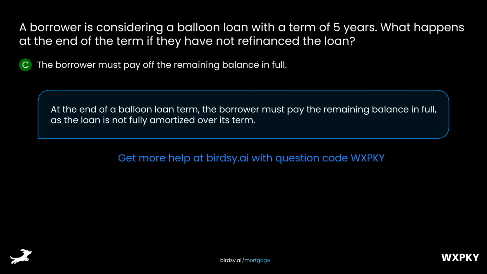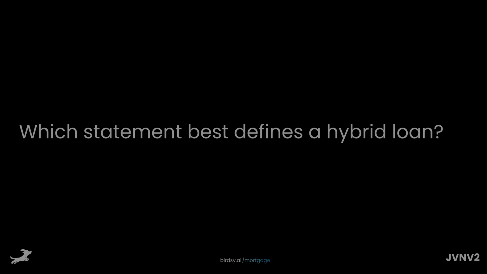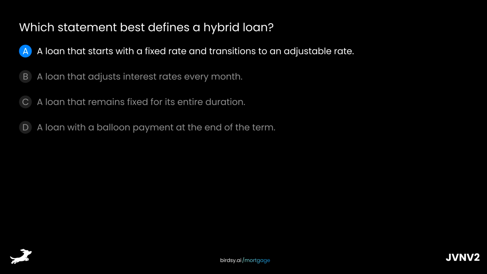At the end of a balloon loan term, the borrower must pay the remaining balance in full, as the loan is not fully amortized over its term. Which statement best defines a hybrid loan? Is it A, a loan that starts with a fixed rate and transitions to an adjustable rate, B, a loan that adjusts interest rates every month, C, a loan that remains fixed for its entire duration, or D, a loan with a balloon payment at the end of the term? The answer is A, a loan that starts with a fixed rate and transitions to an adjustable rate.